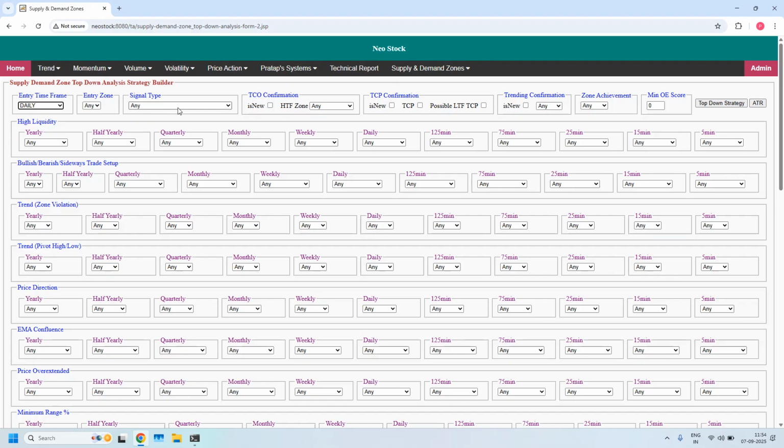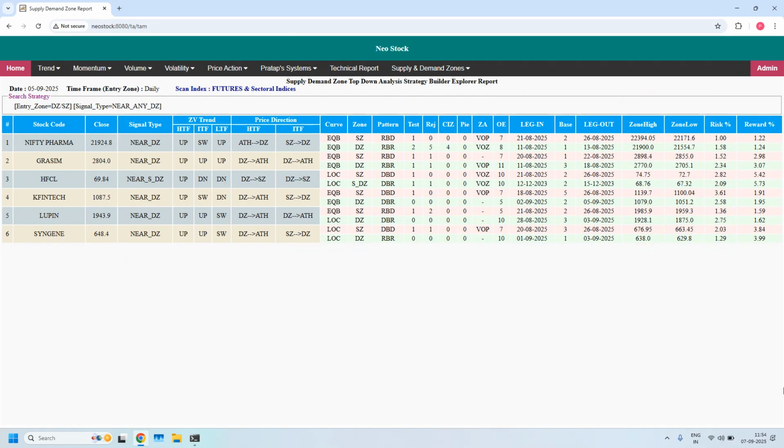Okay, for daily time frame, stocks near to the daily demand zone, we got 6 stocks. Let us identify high liquidity daily demand zones from this list. HFCL is having high priority, high liquidity demand zone. That's it. So we identified only one high liquidity demand zone from this list for our HLQ zone strategy.